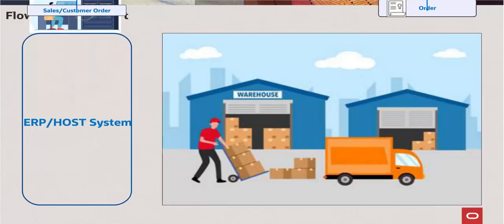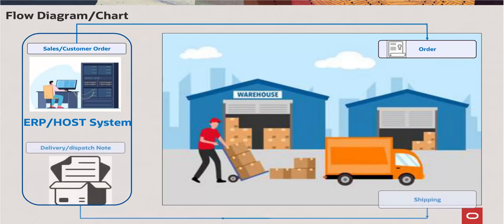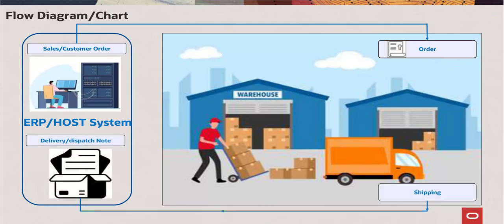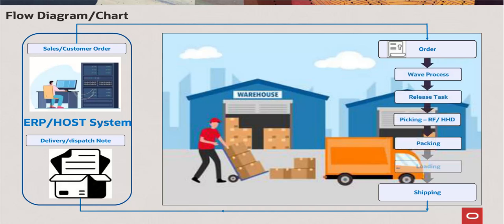The outbound flow typically starts with the order and ends with shipping in a warehouse. In between, it may undergo various other processes or transactions like wave, task release, picking, packing, and loading, depending on the solution workflow defined for the warehouse.